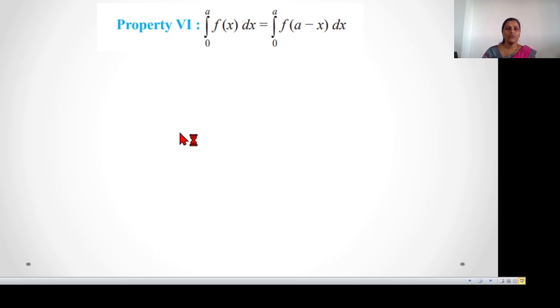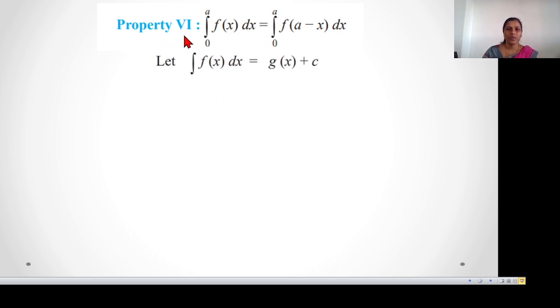So now we will move to property 6. What does property 6 say? Property 6 says that the integral from 0 to a of f of x dx is equal to the integral from 0 to a of f of a minus x dx. So you can replace this x with upper limit minus x like this. So here x is replaced by a minus x.